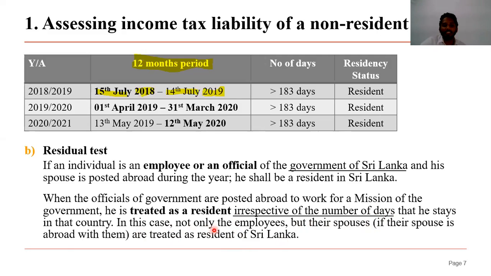Then one question is, sometimes the student is asking about the employee only. Let's say the man who is working for the Sri Lankan government, the husband is working for the Sri Lankan government, whether the wife also becomes a resident or is treated as a non-resident. That wife is also treated as a resident in Sri Lanka. The quickie questions.